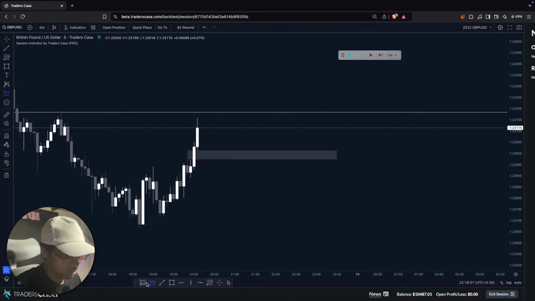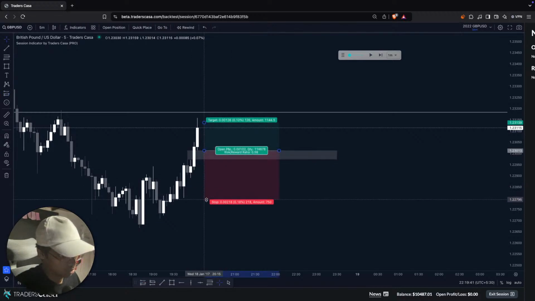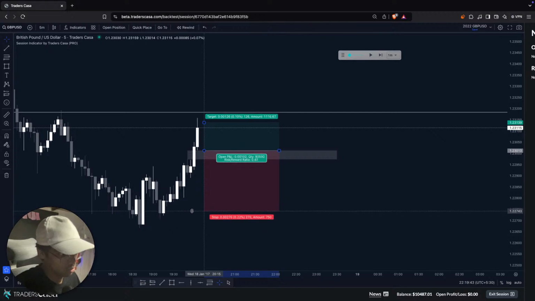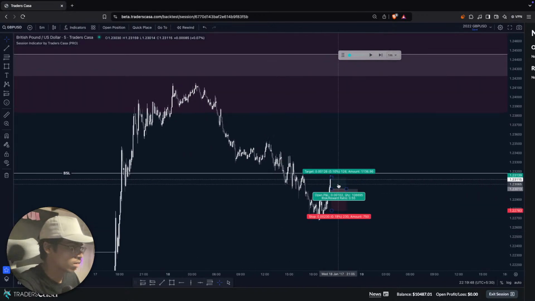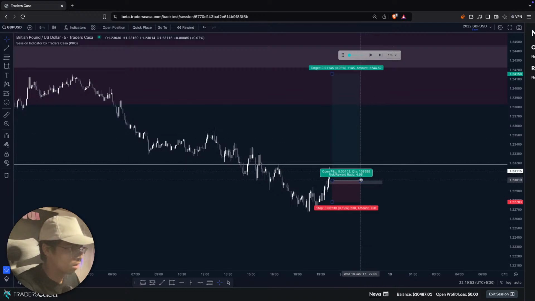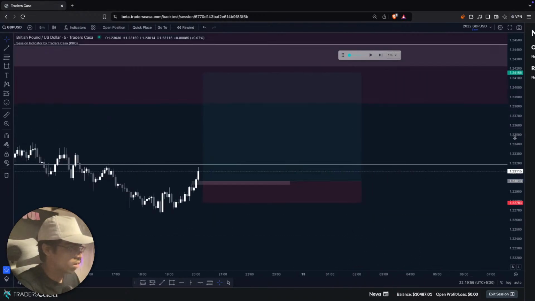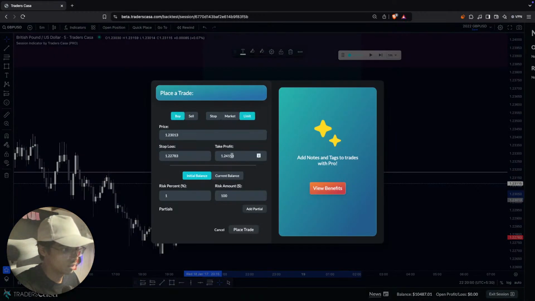Okay, long position, entry at this high. Should I take an entry? Yes, I should. And I should put the stop loss at this low. Okay, so let's form an entry. I want to form a buy limit. No, I want to take a 0.25 current balance.